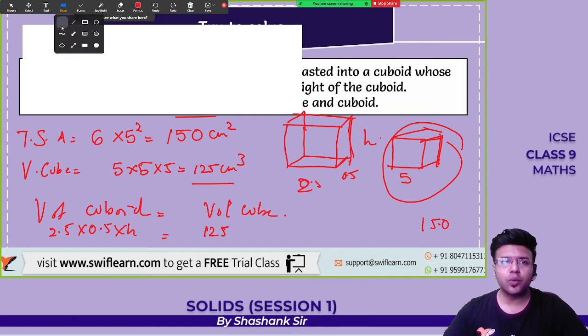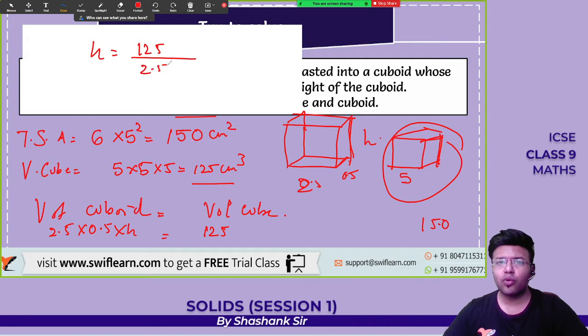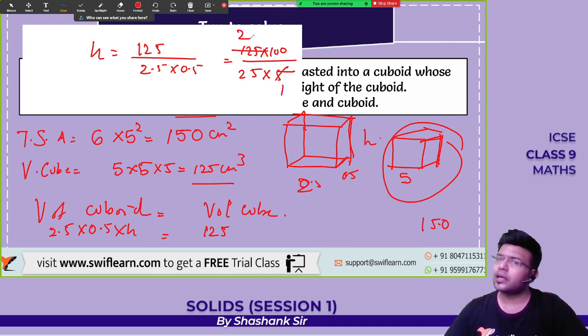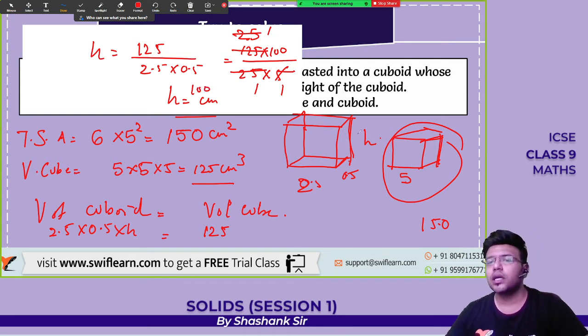So h is equal to 125 divided by 2.5 into 0.5. Now 125 into 100 divided by 25 into 5. We removed the decimal and wrote 100 on top. 5 ones are 5, 5 twos are 10, 5 fives are 25. 25 ones are 25. So h is equal to 100 centimeter. This is the height of the cuboid.